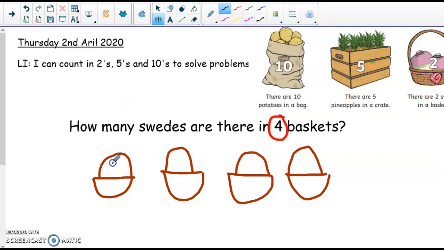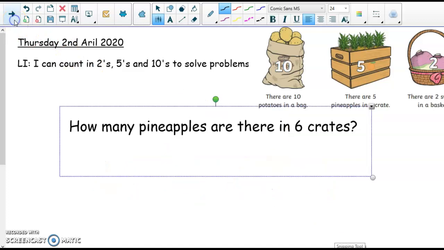Are you ready? 2, 4, 6, 8. So how many swedes are there in 4 baskets? There are 8 swedes. Excellent, well done. So now we're going to go on to the next one.